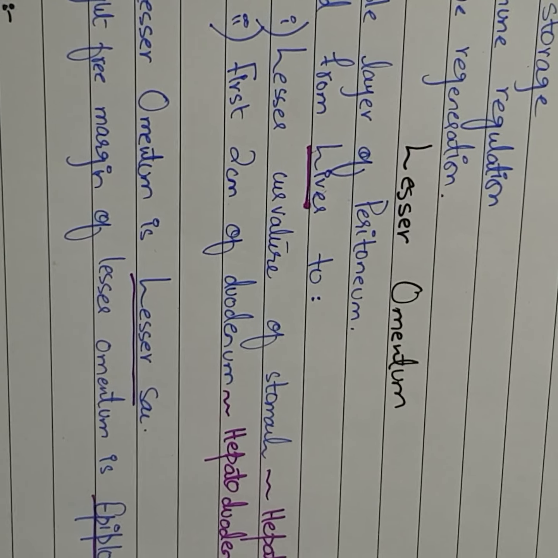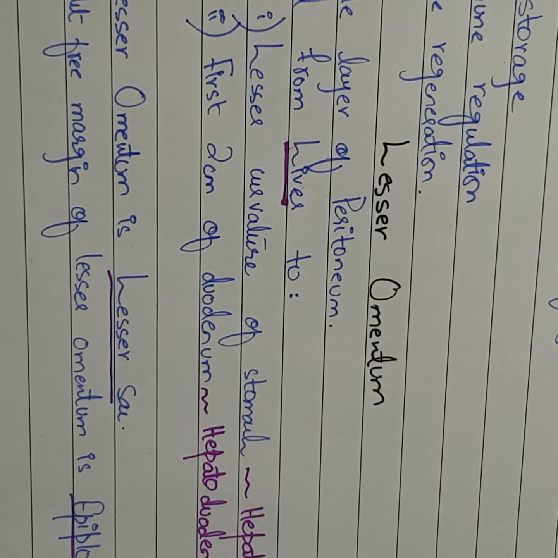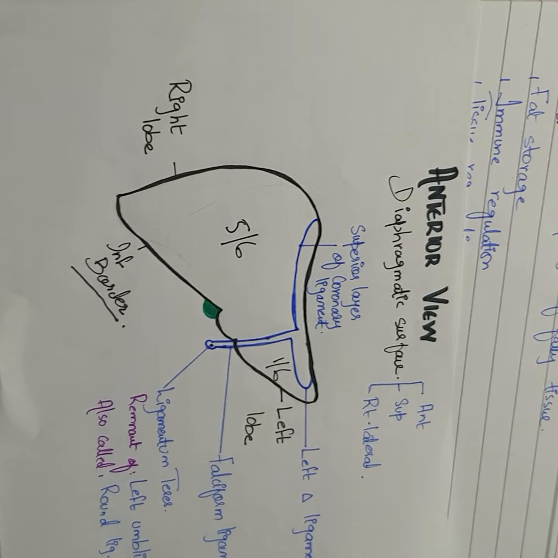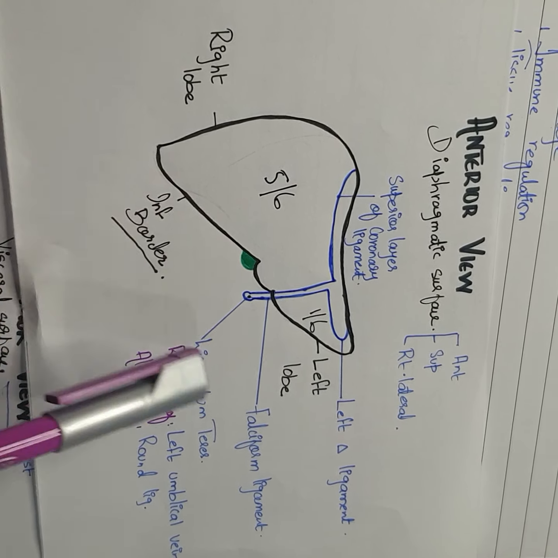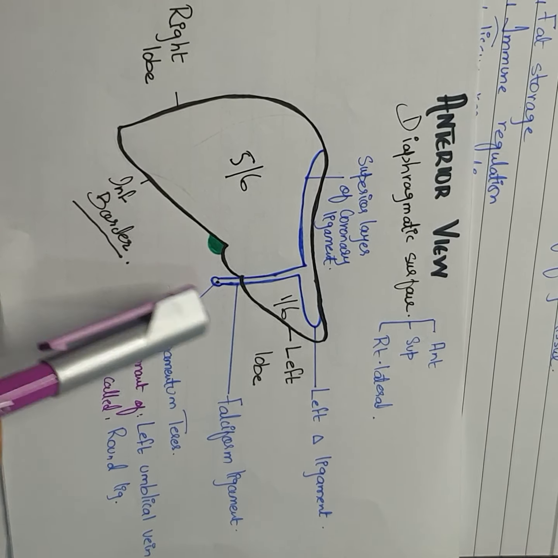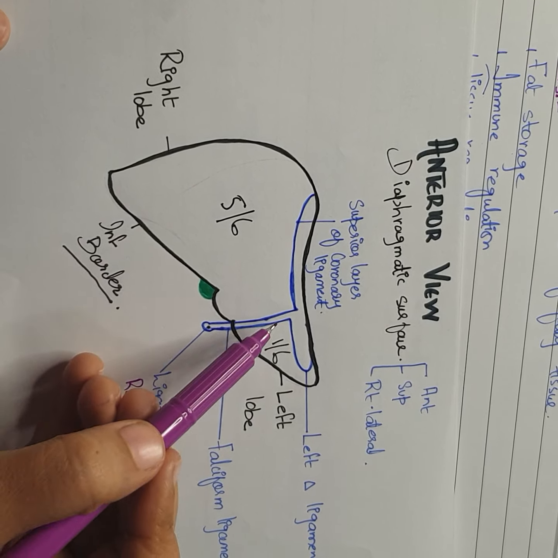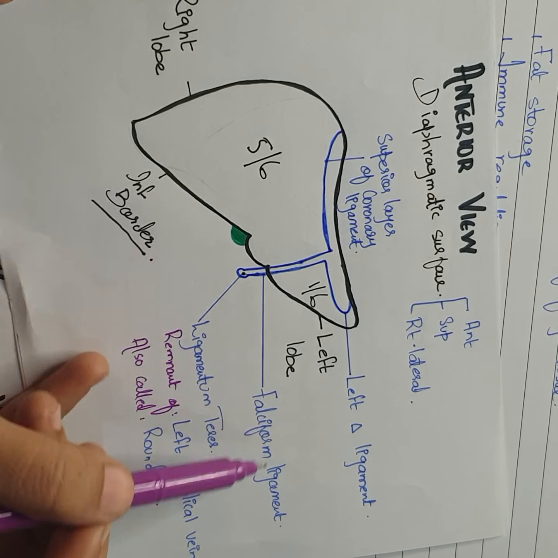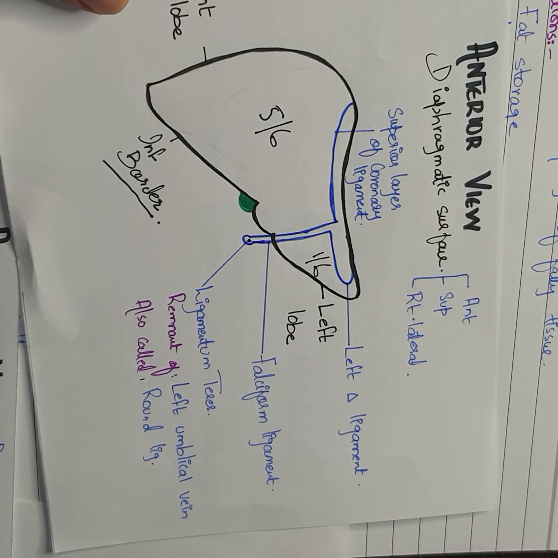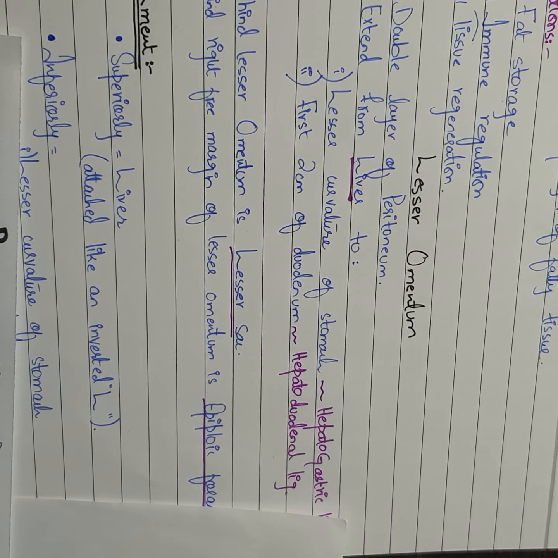Now first we have a look at the liver. When talking about liver, this is the anterior view of liver. In the anterior view of liver, you can see its diaphragmatic surface, its right lobe and left lobe divided by the falciform ligament. This blue one is the falciform ligament. So that's the anterior view of liver. This is not important to you when studying the lesser omentum because lesser omentum has no attachment on the anterior view of liver. It has attachments on the posterior view of liver.